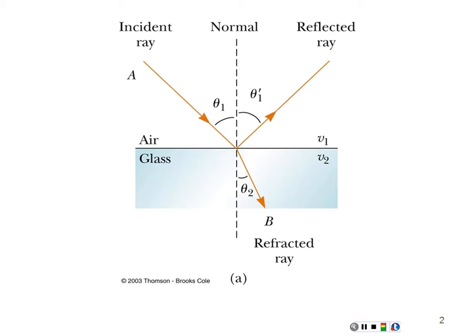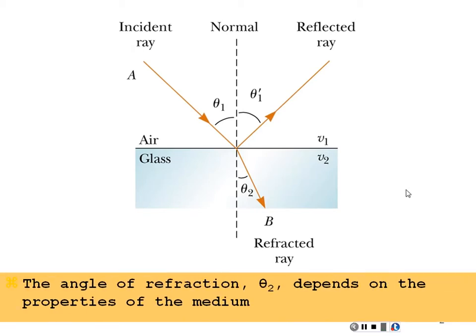It can look something like this. We have an incident ray coming in, and we have a reflected ray and a refracted ray. The blue is the reflected ray, and the refracted ray is theta 2. If we're going from a lower index to a higher index, then it's going to be refracted towards the normal. So the properties of the refraction are going to depend on the medium it goes into.